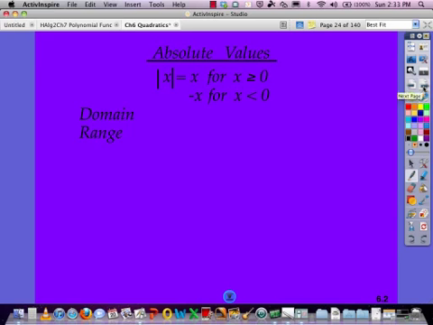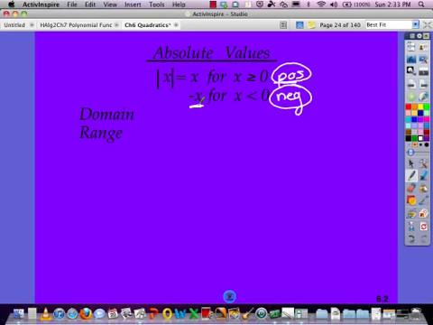Now, let's just refresh. When we did this, we have an absolute value function, and we said the absolute value is going to be equal to x when you're dealing with positive values. So when you put in a number, what you put in comes out. However, here, when x is less than 0, that means when we put in a negative number, what we put in comes out as the opposite of what we put in.